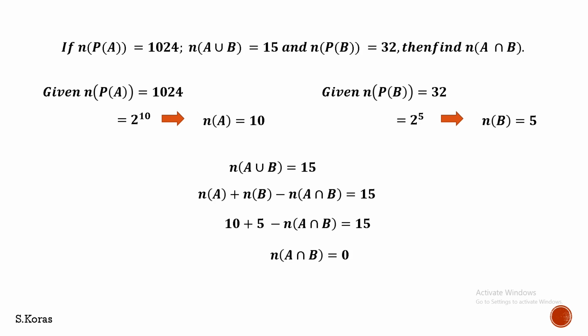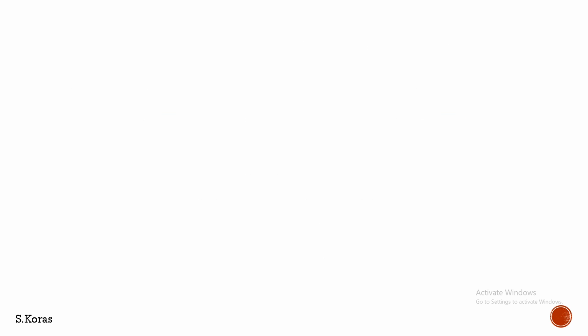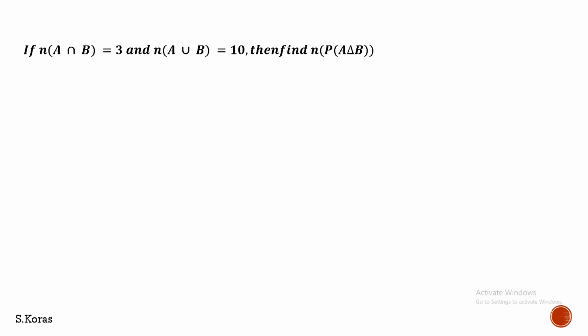This is also a very simple one. And let's see one more sum. Here n of A intersection B is equal to 3 and n of A union B is equal to 10. Then find n of P of A delta B. So the clue is regarding simple cardinal numbers, but the question is about the power set.